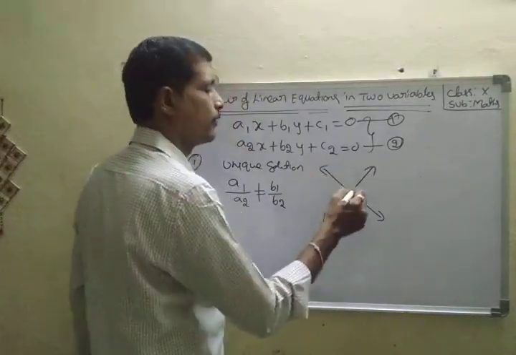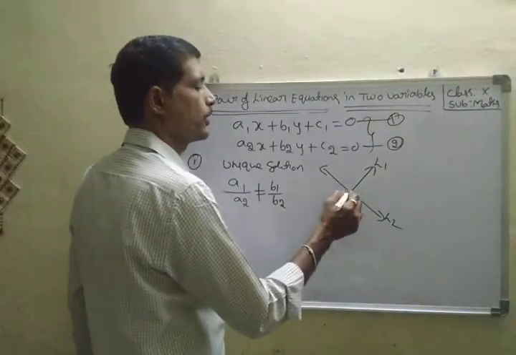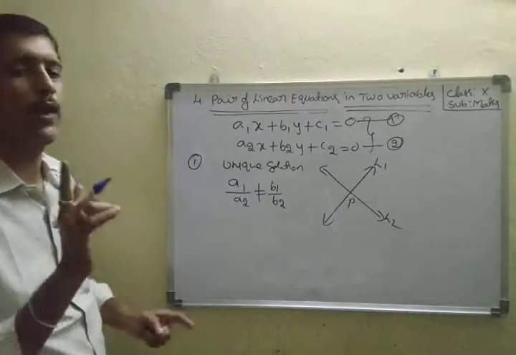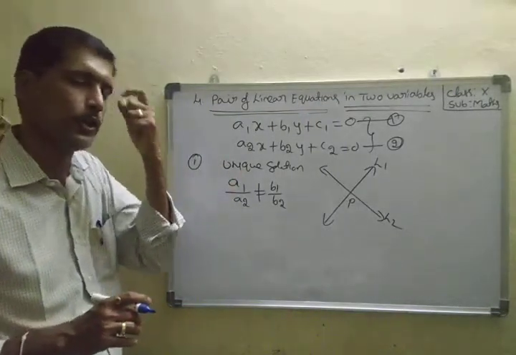This is the graph. Here are lines L1, L2. This is the point P. How many points? Only one point. That is called only one solution or unique solution.